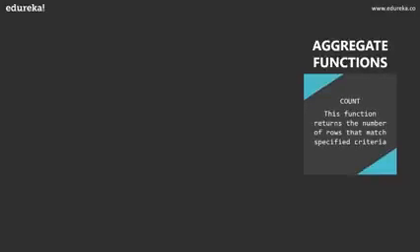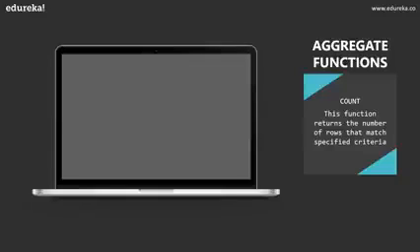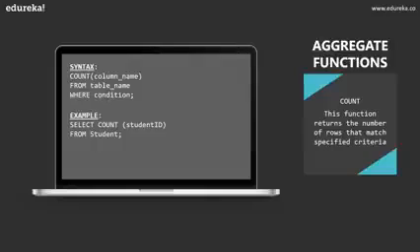Next, I'll be discussing few aggregate functions. An aggregate function is a function where the values of multiple rows are grouped together as input on certain criteria and a single value is returned. We often use aggregate functions with the group by and having clauses of the select statement. So we will be discussing group by having in the later part of the session. Some of the aggregate functions are count, sum, average, minimum, and maximum. So let's discuss each one by one.